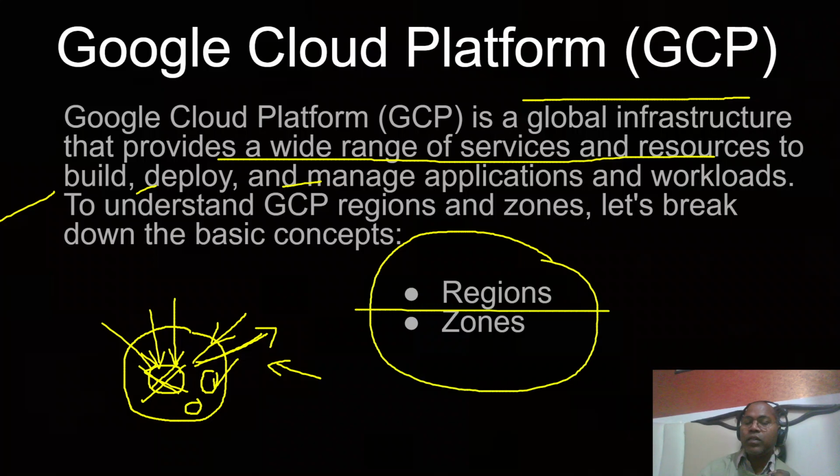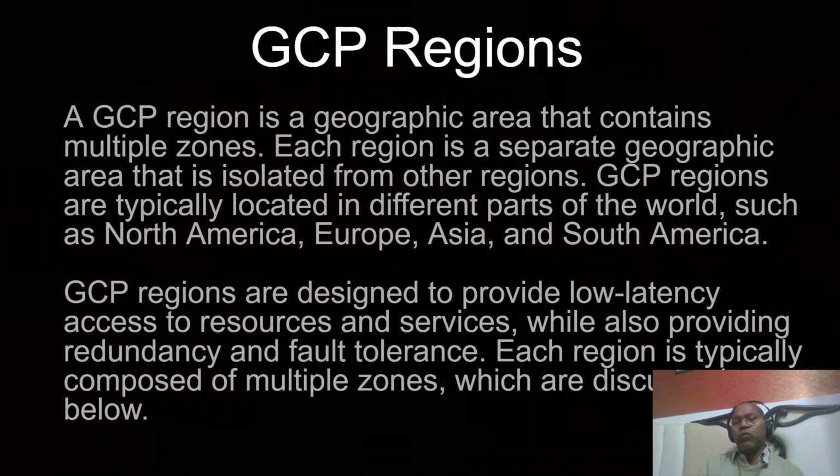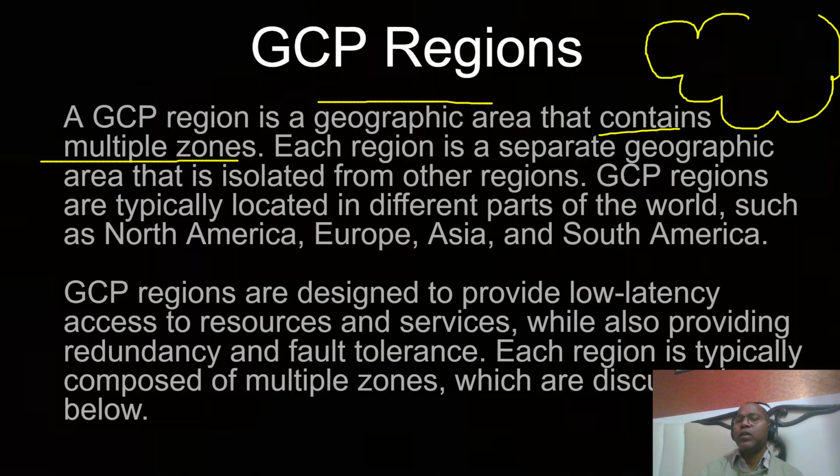One is the regions and zones. So let's understand the basics about what we mean by regions and zones in Google Cloud. Okay, so regions, as the literal meaning, nothing is special. Regions are geographical areas that contain multiple zones. Say any geographical area is a region, and these regions have multiple zones. We'll talk about the zone later. What is the zone?